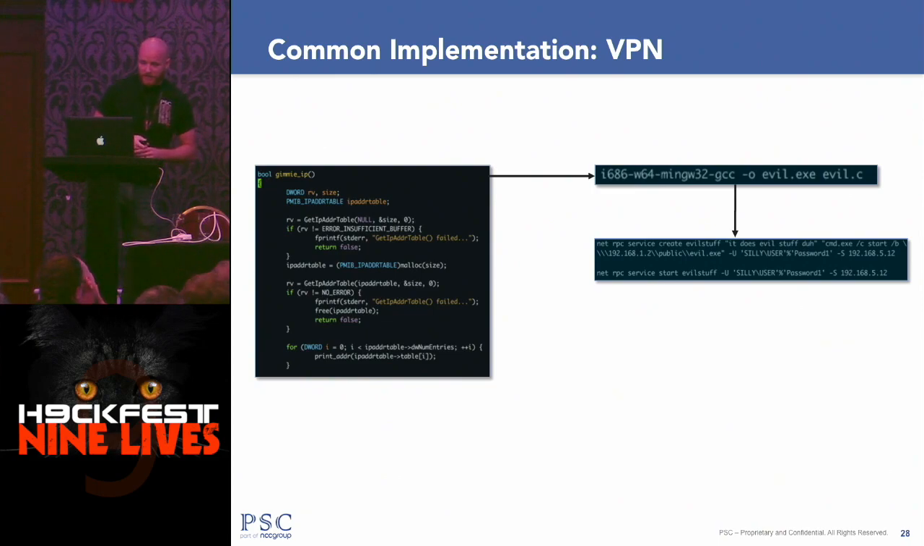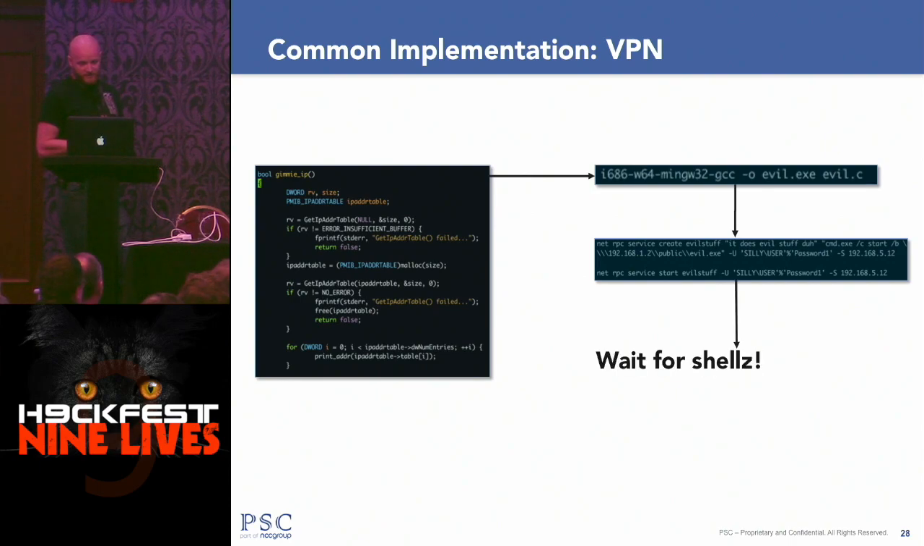Once we have our exploit crafted, we need to get it running. One way that I like to accomplish this is to create a service on the remote system and just have it run an executable. It's handy and it'll continue to run. And then we wait for our shell to happen.